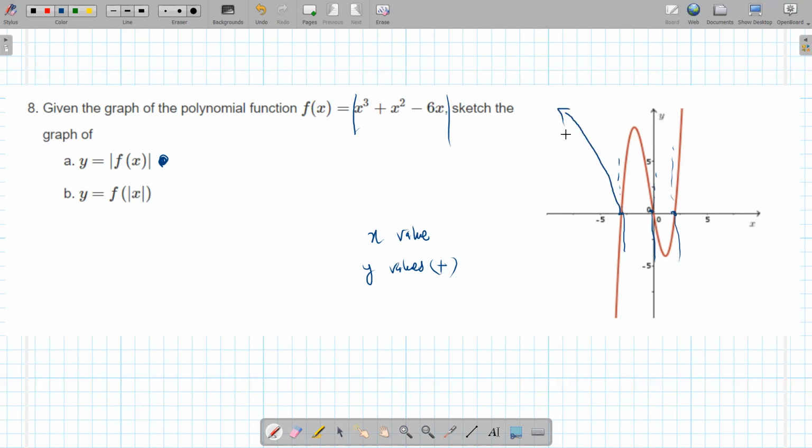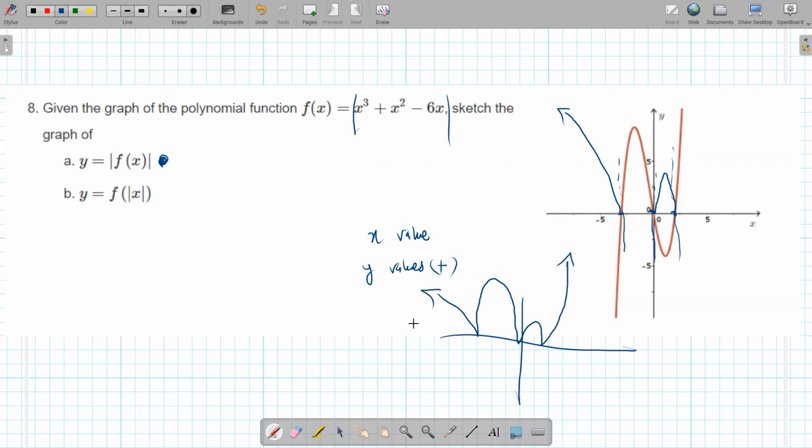So it's going to go there. This guy here is going to go up there. Same thing with this. All the y values down here are going to become positive. So it's going to look something like this. So your final graph looks like this, like this, like this, and then like that.